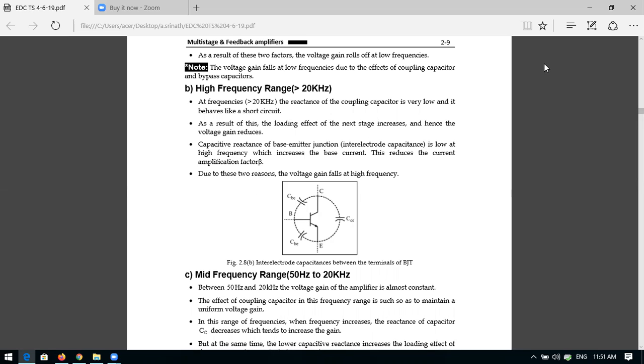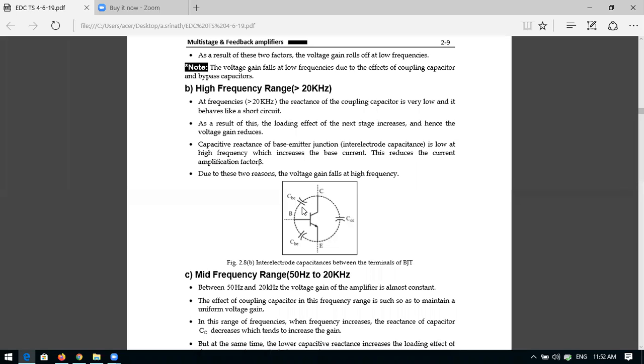Okay, so remember, there are two reasons. What are the two reasons that the gain falls in the higher frequencies? The first reason is coupling capacitors, because at higher frequencies the coupling capacitor will act like a short circuit. And the second effect is inter-electrode capacitances, or you can call them inter-junction capacitances. Due to these two factors, the frequency response will fall down, or the gain will fall down. So this is the reason. These are the effects that will reduce the overall voltage gain.